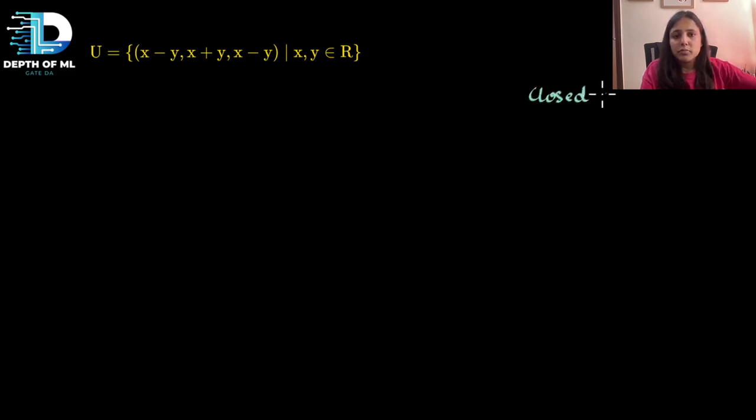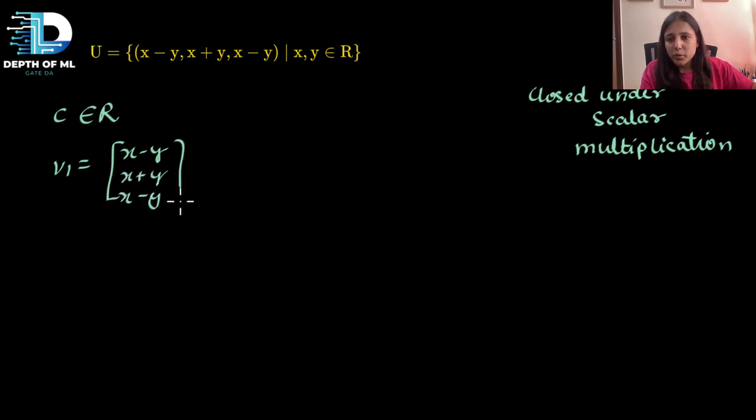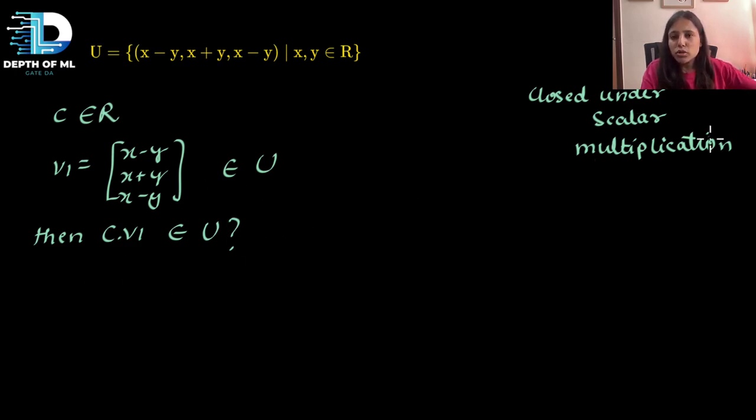Okay. Now I'll check whether this is closed under scalar multiplication. So how will I do that? I will say that I have a C that comes from some real number. Okay. So if V1 is equal to, say, x minus y, x plus y and x minus y. So if V1 belongs to U, then C times V1 should also belong to U. If this is satisfied, then we know that this is closed under scalar multiplication.